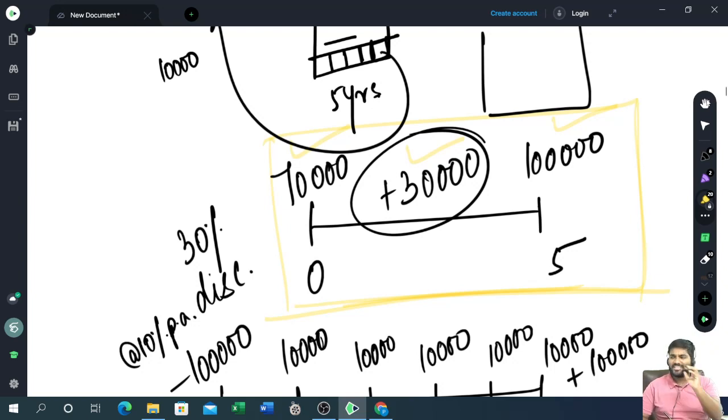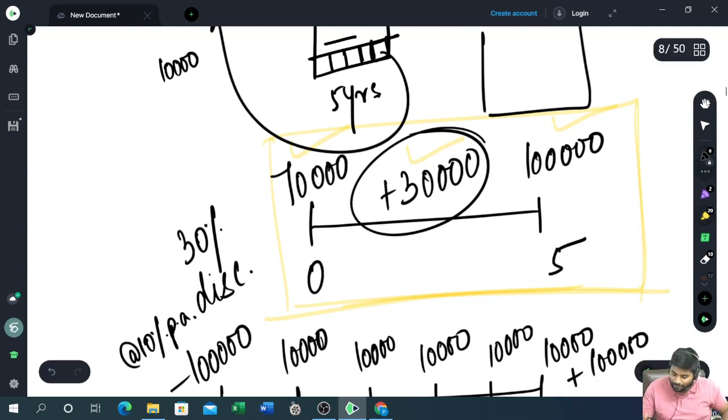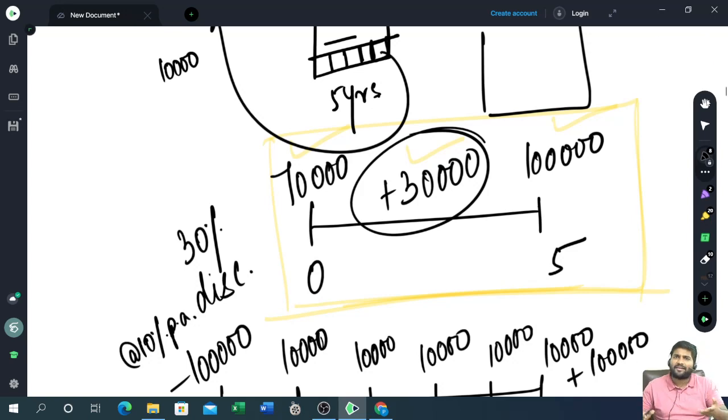Now, let's say suppose. Just for knowledge purpose, whether you all are understanding this thing or not. Okay. Now, what do you think? These bonds will be traded in the market?